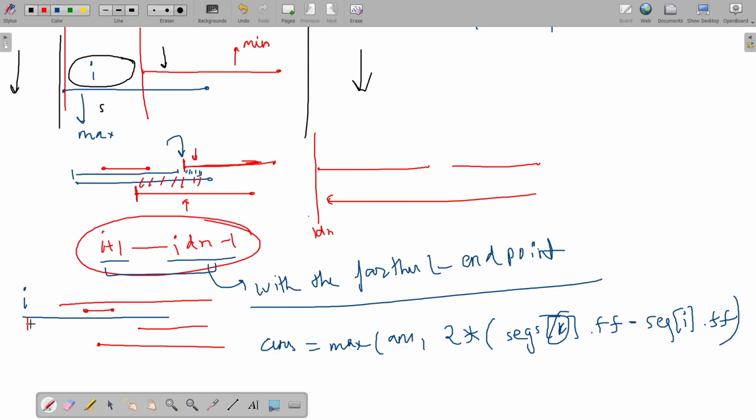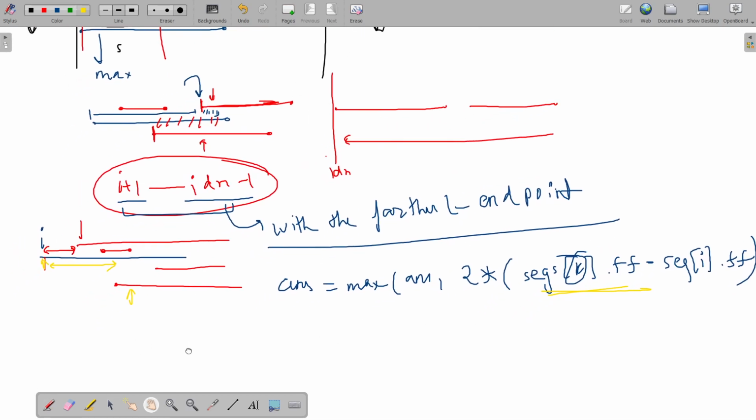So if we consider this range and this range, then this much will be the score that we can add. Because we can ask these many questions, these many questions are known by this blue line but not by the red segment. If we consider this and this, then there are more questions that you can ask. So you basically have to find the segment with the farthest endpoint.